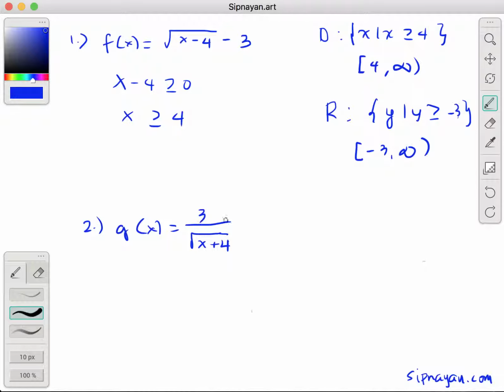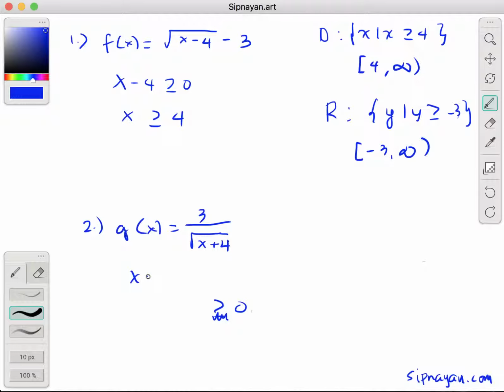Now, for the second function, we have g of x equals 3 over square root of x minus 4. Now, sabi natin, the number under a radical sign must be greater than or equal to 0. Pero dito, in this case, pwede ba siya mag-0? Pag nag-equal to 0 siya, itong buong number na to, 3 over 0 siya, undefined. So, hindi pwede yung undefined, di ba? Kasi yun yung domain natin. So, hindi pwede yung 0.